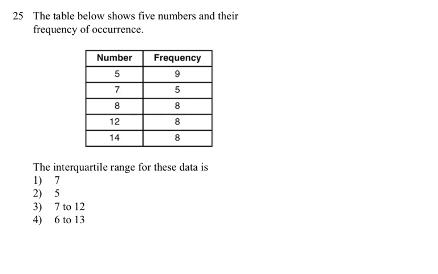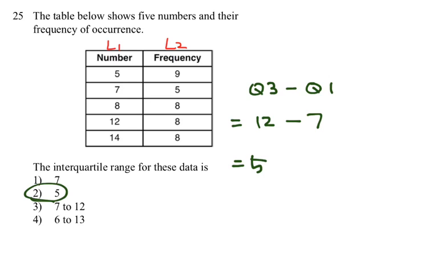Number 25. This one is, in fact, we just have to put that into the list. So first values in L1 and then frequencies in L2. Then you do 1-Var Stats, L1 comma L2, making sure that L2 is the frequency. Then we end up getting Q3 minus Q1, which simply becomes 12 minus 7, which is 5, our interquartile range.